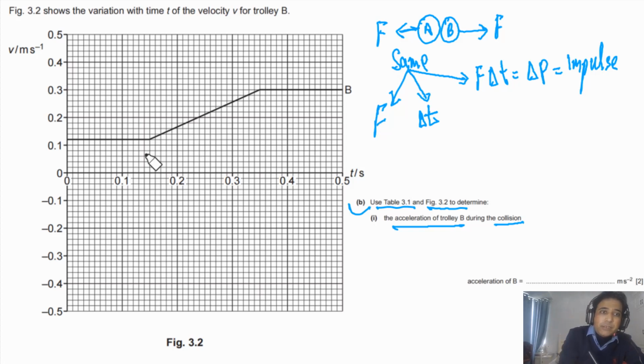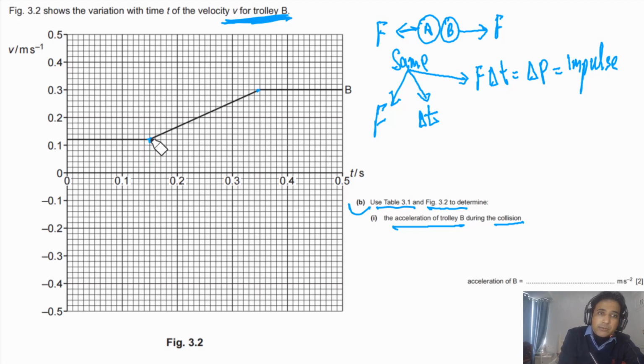Now for this question, if you look at this part before this, you can see the speed is constant. It means that there is no net force acting on the system, meaning acting on this trolley. This is for trolley B. And if you look at this point and this point, velocity is increasing. It means there is force on trolley B. So simply we need to find the gradient of this because we have a velocity against time graph. So we need to find out the gradient.